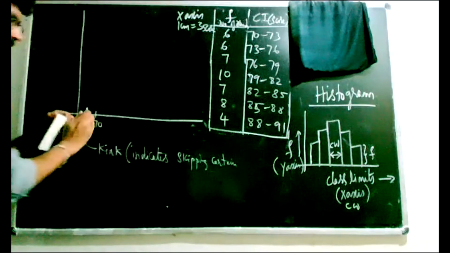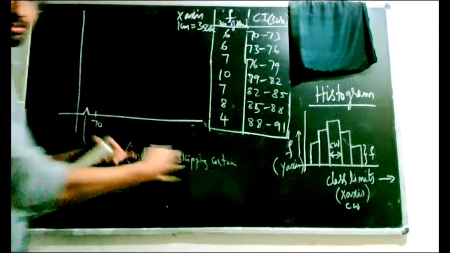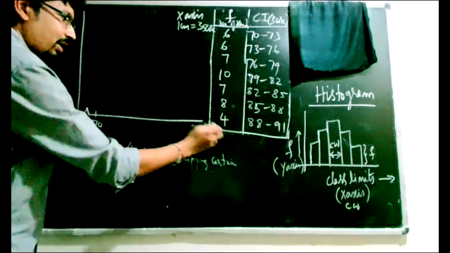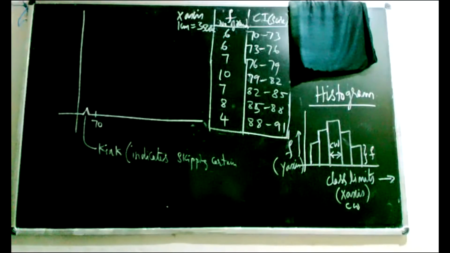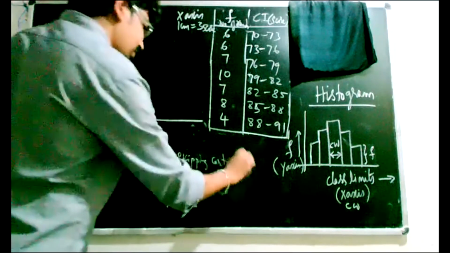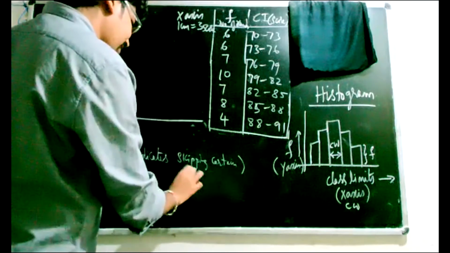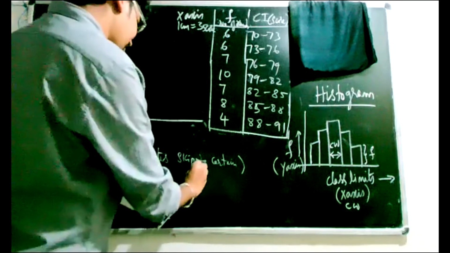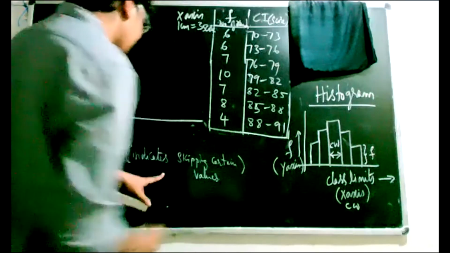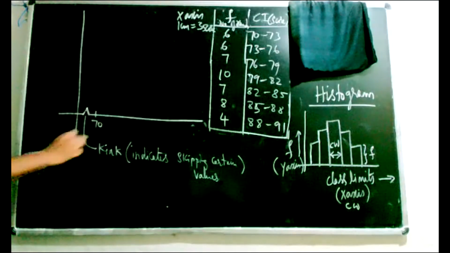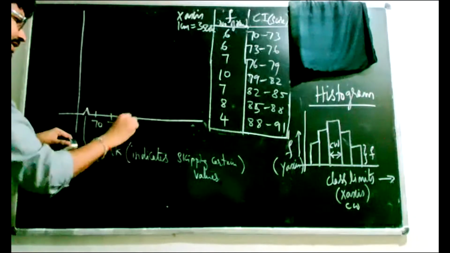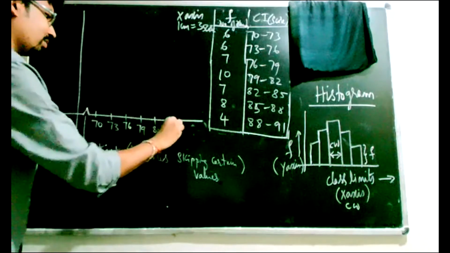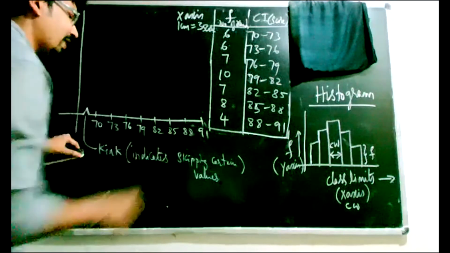It need not be used only at the very beginning. Wherever you feel you have to, because we are working with the space constraint in our notebook, we'll be using these cases to skip and reduce the size of the intervals. So indicate skipping certain values in the beginning or anywhere required. So I'll start from 70. The width is 3, so I'll have 70, 73, 76, 79, 82, 85, 88, and 91.